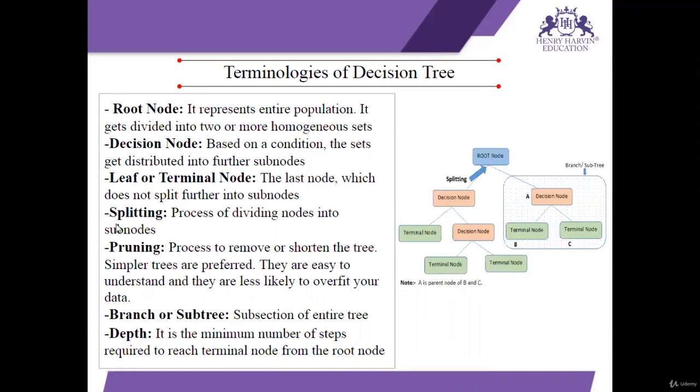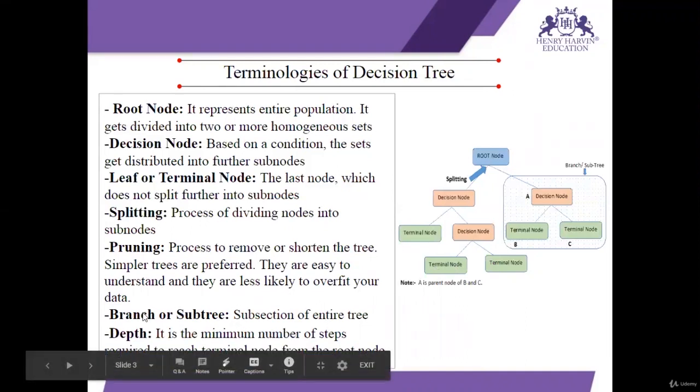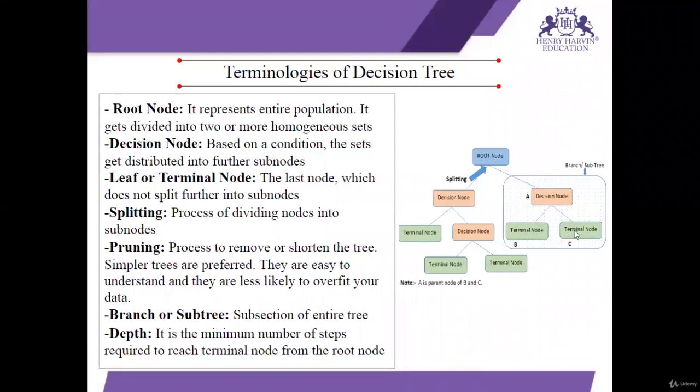The next terminology is splitting. So splitting is the process of dividing the nodes into subnodes. Then there is pruning. So pruning means removing or shortening the tree. So if the data is large, the tree which comes out of that data set will be a large tree. So pruning helps us to shorten that tree, which looks simpler and easier to understand. Next is branch or subtree. So it is a subsection of the entire tree, as you can see in the example also.